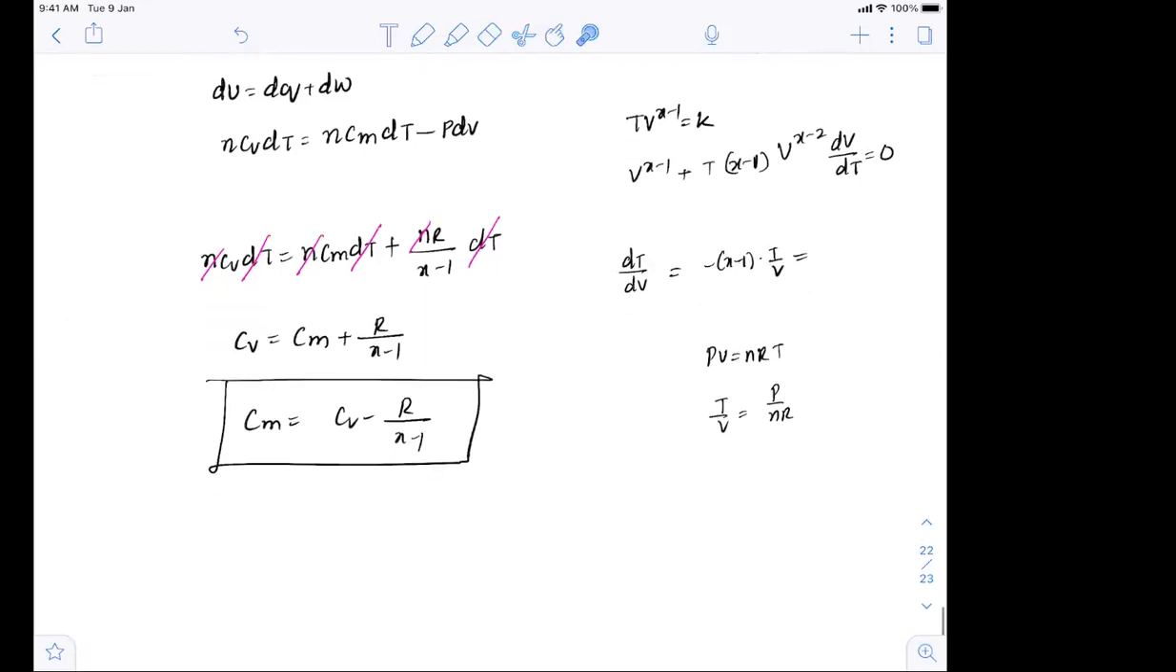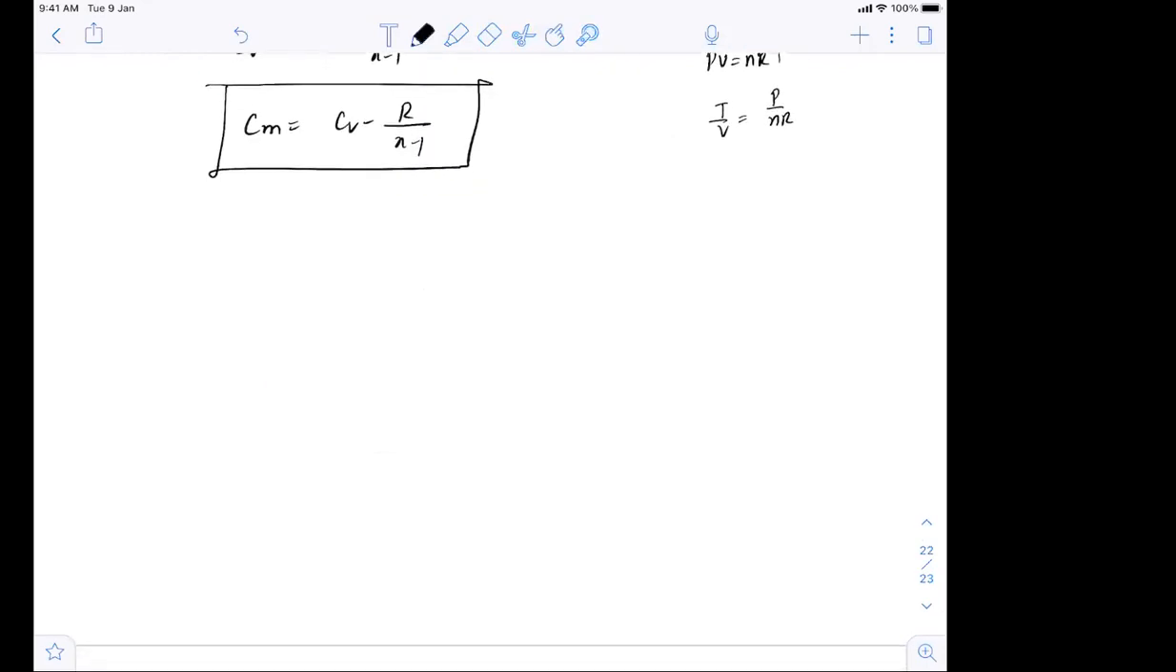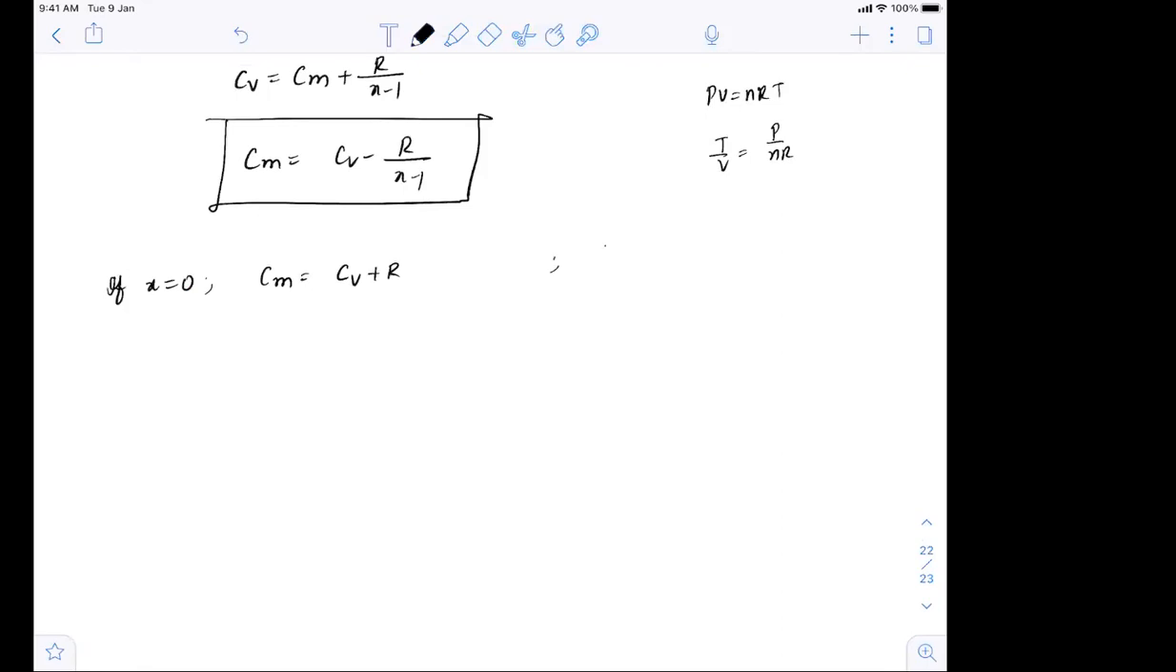Okay. Now let me show you how this is a generic value. Suppose for different values of x, let us see what is going to happen. If x is equal to 0, what do we get, beta? This Cm will be equal to Cv plus R. So just put PV raised to power of x is equal to constant. PV raised to power of 0 is equal to constant, which implies pressure is constant. And if you recall, at constant pressure only, we get Cp is equal to Cv plus R. So which is proved, which means this is correct.